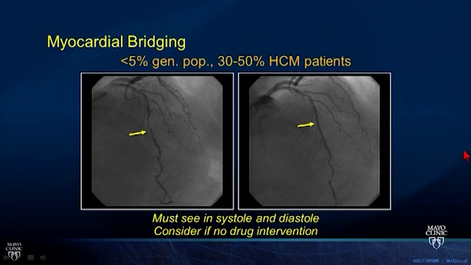And this is probably the only diagnosis that they would show you a frame of in systole and diastole. So if you see systole and diastole, think myocardial bridging. This is basically when you have an intramyocardial segment of the artery that has compression during systole. This is usually going to be affecting the LAD, and it's actually common in patients with hypertrophic cardiomyopathy.